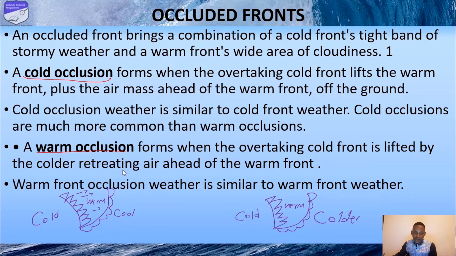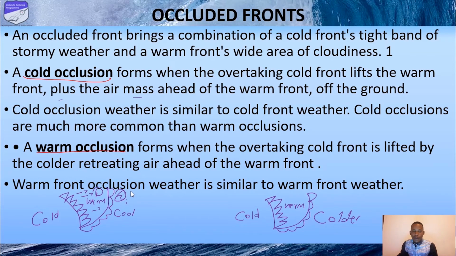This is your cold occlusion. As you can see, we're saying it forms when the overtaking cold front leaves the warm front because it's much colder now. The warm front is warmer, and therefore its weight is light. It has got a light weight. So that's why it's going to cause the warm front to be lifted or to rise. Plus the air mass ahead of the warm front. Because this air now is much colder than this air mass ahead of the warm front, it's going to lift the warm front and lift the cool air as well, because it's much denser than both of these air masses, both of warm and cool air.